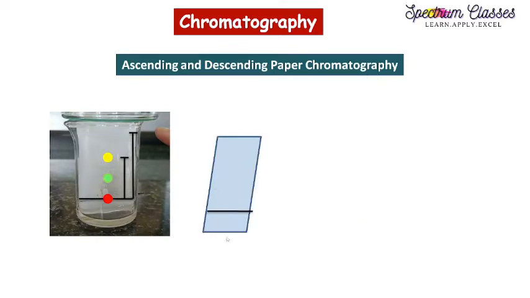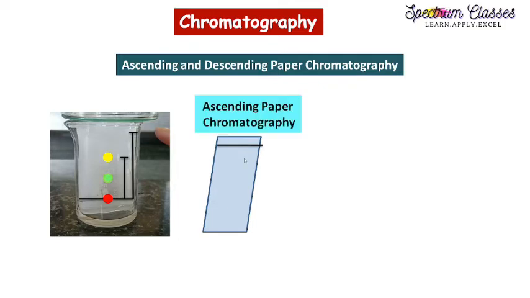Now coming to ascending and descending paper chromatography. Suppose we have this Whatman filter paper and this is the baseline, and at this baseline we put our solute, and this filter paper is now dipped in the liquid or mobile phase solvent system. Then the solvent moves upward. This type of paper chromatography is known as ascending paper chromatography, which we generally use.